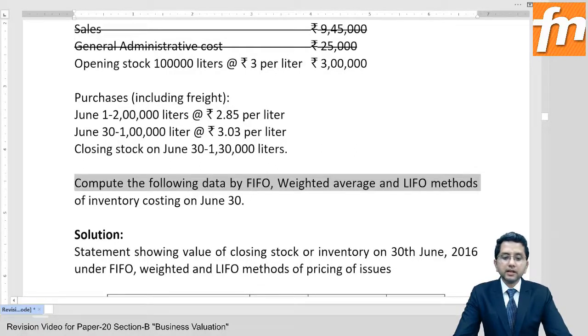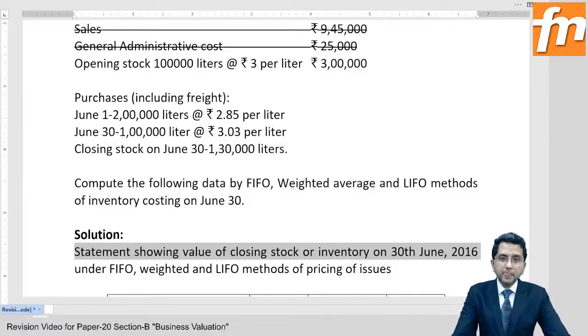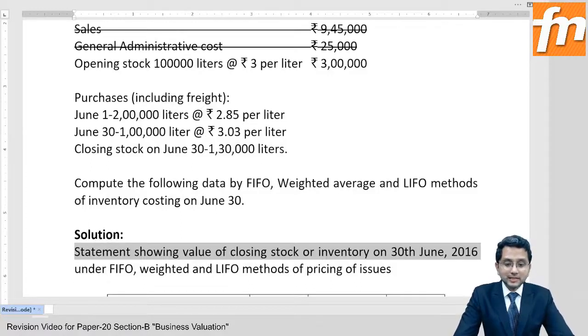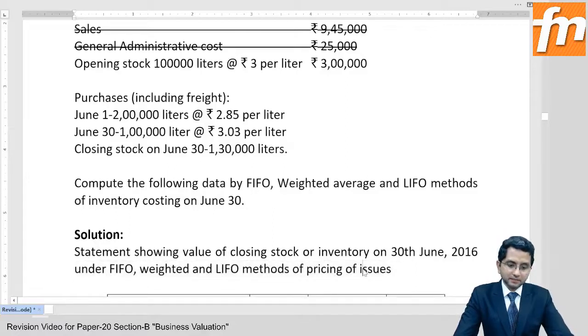Compute the following data by FIFO, weighted average, and LIFO methods of inventory costing on June 30th. It's a very simple question. So let's make a statement showing value of closing stock or value of inventory as on 30th June 2016 under FIFO, weighted average, and LIFO methods of pricing.